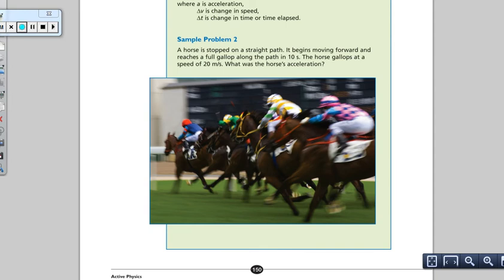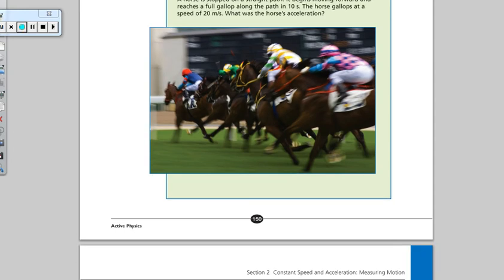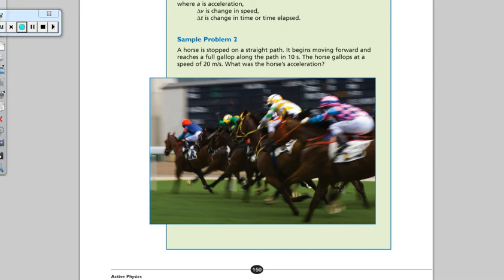Here is the first acceleration problem. So, acceleration equals change in, a little delta sign, change in velocity divided by the time. Alright, so we need to know the change in velocity, and we need to know the time.